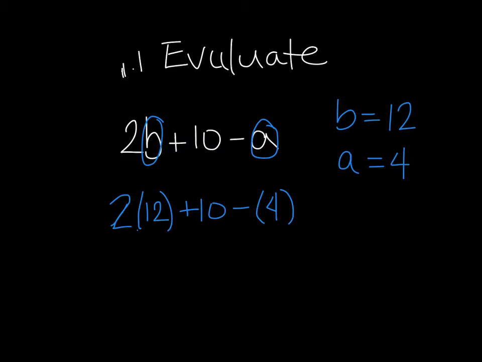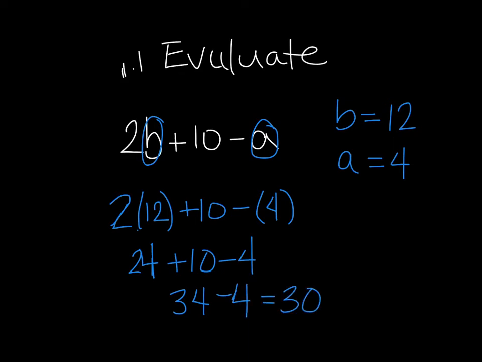Then it's just a matter of doing the math, so you have to follow your order of operations. So 2 times 12 is 24. Oh my goodness, it's not writing well. Plus 10 minus 4, and then we add and subtract from left to right. So 24 plus 10, that's 34, minus 4. And we get 30. Okay, so this is what you do to evaluate expressions. Make sure you use parentheses.